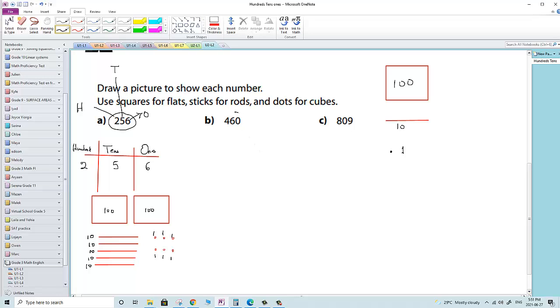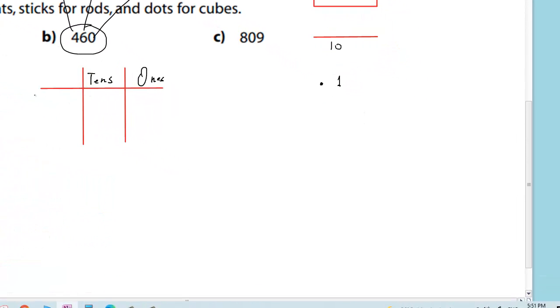Let's do the second number, 460. How do I write it? I know the 0 represents the ones, the second digit represents the tens, and the third represents the hundreds. So if I'm using my nice magic table, I need 3 columns: one column for the ones, another for the tens, and another for the hundreds. So the ones, how many? I have nothing. How many tens? I have 6.